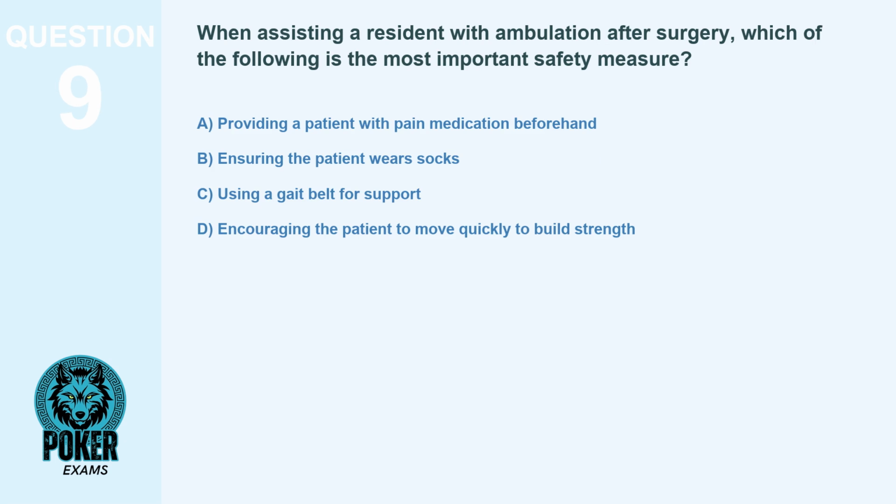Question 9. When assisting a resident with ambulation after surgery, which of the following is the most important safety measure? Providing a patient with pain medication beforehand. Ensuring the patient wears socks. Using a gait belt for support. Encouraging the patient to move quickly to build strength.